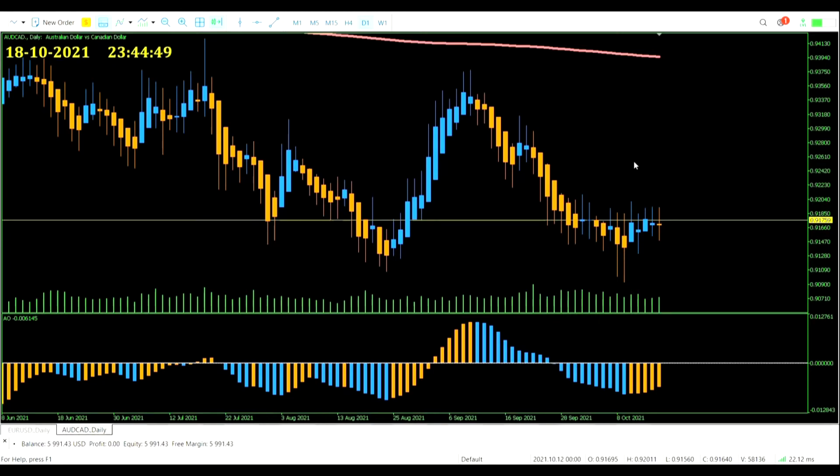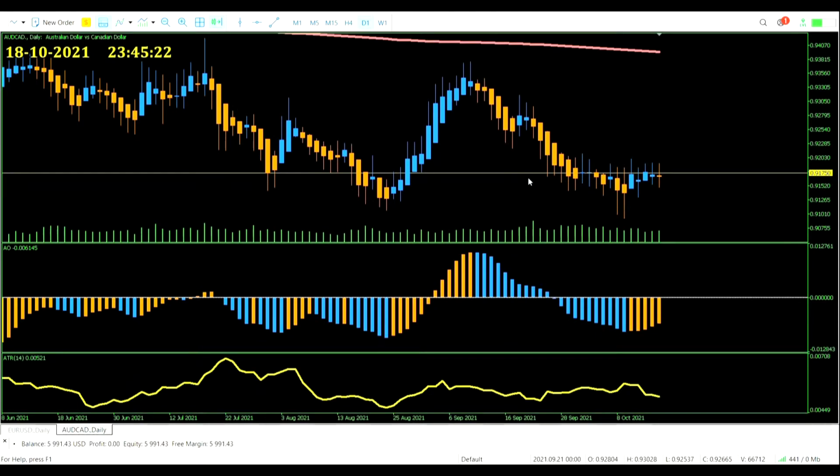There are no other competing signals out there in the markets, and that does mean we can take our sell trade on the Australian dollar Canadian dollar pairing. We will need our average true range indicator. Don't forget, all of our stop losses will be 1 times ATR value from our entry price, and that ATR value is 52.1 pips. We've got a starting balance of $5,991.43, and we are going to be getting into our 3 sub trades, each with 0.5% risk attached to them.